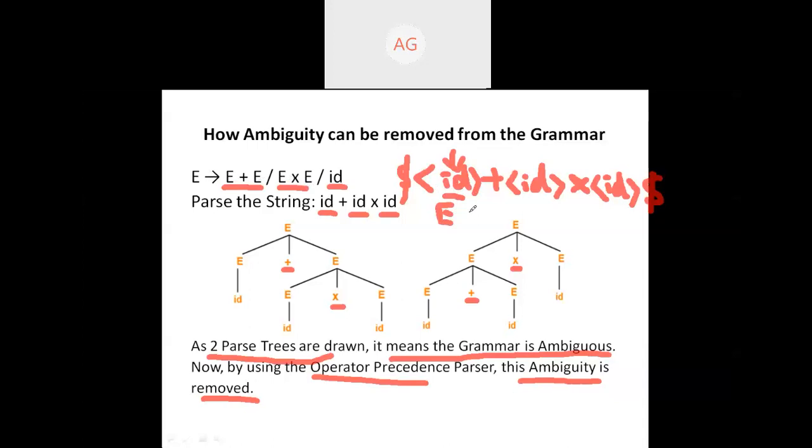So this id is replaced by e, then the plus sign is there. After that, this id is also replaced by e, and then the into sign is there, and lastly this id is also replaced by e. So dollar is present at the beginning and at the end. Now we know that the operator precedence grammar is considered between the terminals, so we need to remove this. We are not considering the non-terminals here, so basically our grammar is reduced to this form.